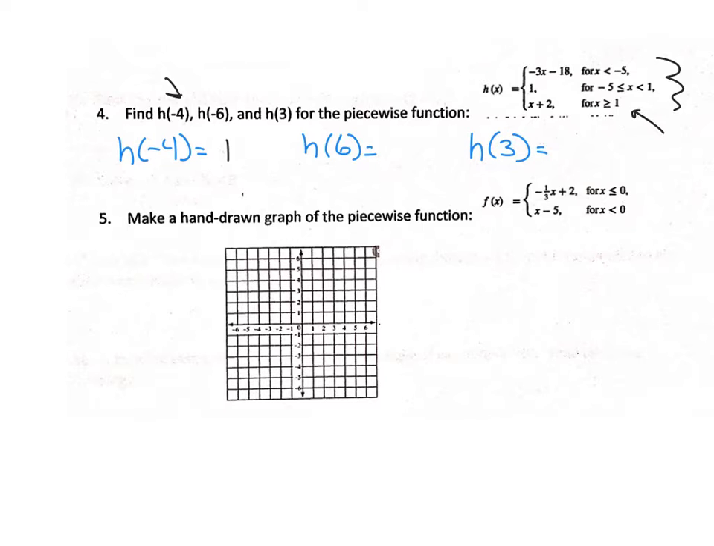6 is greater than 1, so I'm using the last one. I'm going to plug it in that last equation. 6 plus 2 is 8. 3 would also fall in that last one because it's bigger than 1, so 3 plus 2 is 5. So I use that bottom one right there for the second 2 because that's where they fit.